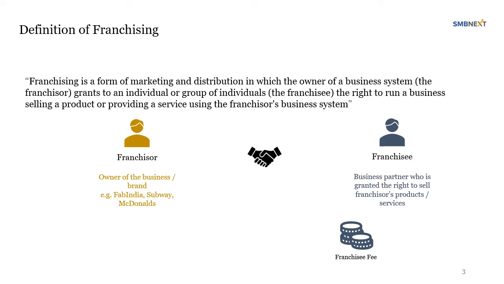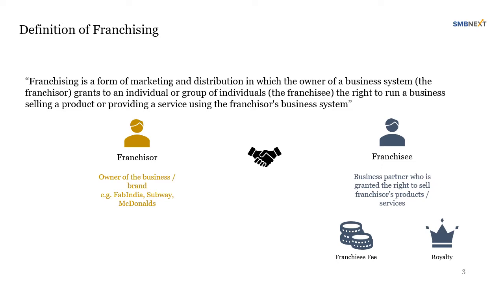Once I have set up the store as a business partner, and once I start selling the products, then I have to share my revenues or part of my revenues with the franchisor. This sharing of revenue is typically called a royalty. Now royalty can be a fixed fee or it can be a variable fee based on the revenue that I'm generating from the business. So these are the two things that I need to give the franchisor for selling the products of the franchisor.